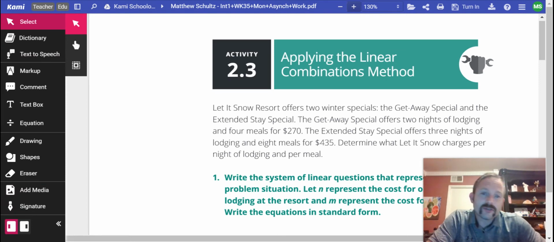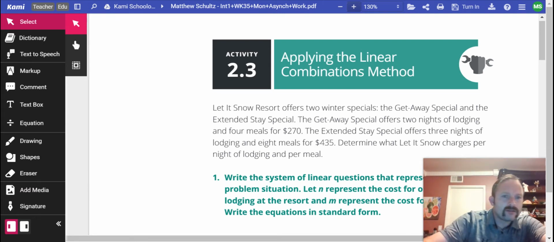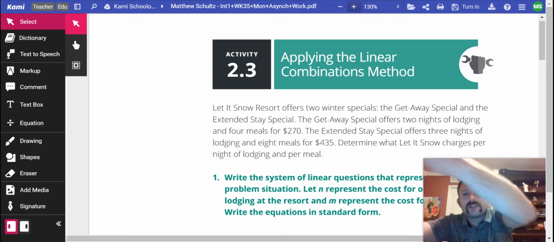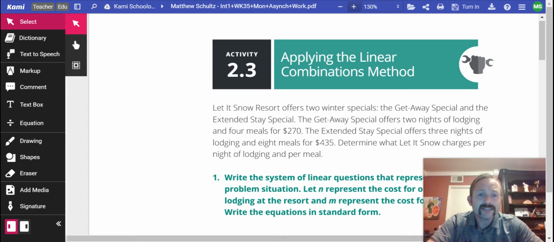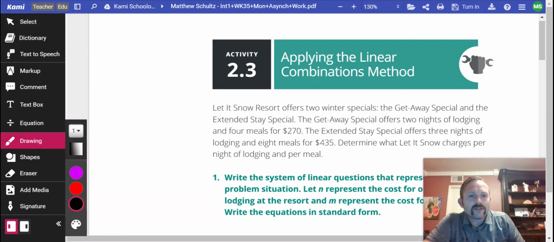Let It Snow Resort offers two winter specials, the Getaway Special and the Extended Stay Special. The Getaway Special offers 2 nights of lodging and 4 meals for $270. The Extended Stay Special offers 3 nights of lodging and 8 meals for $435. Determine what Let It Snow charges per night of lodging and per meal.